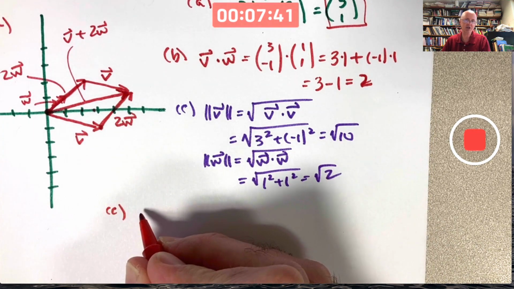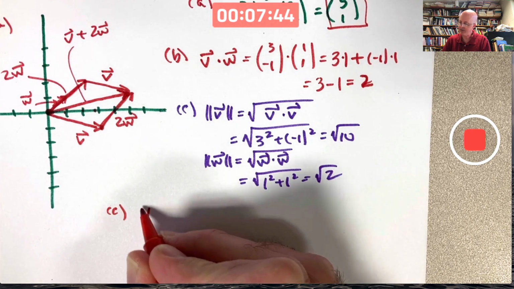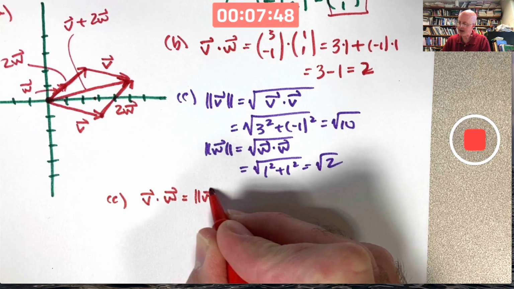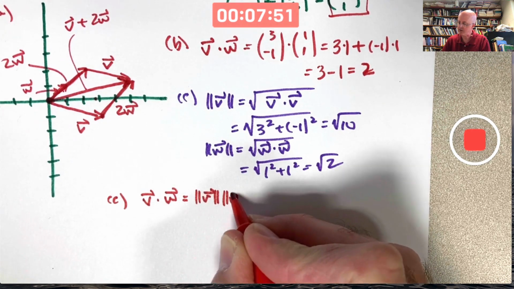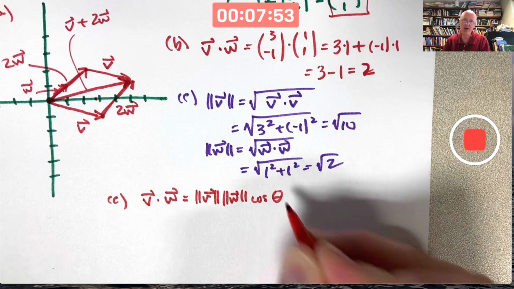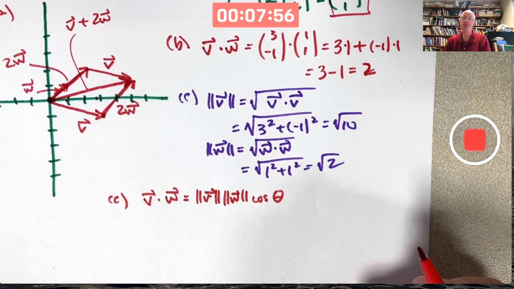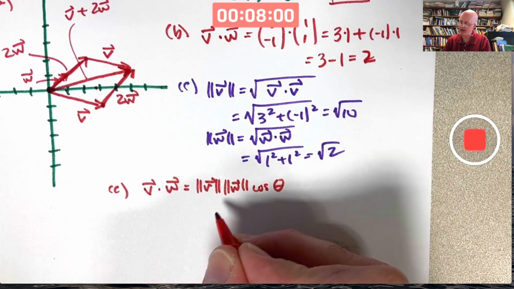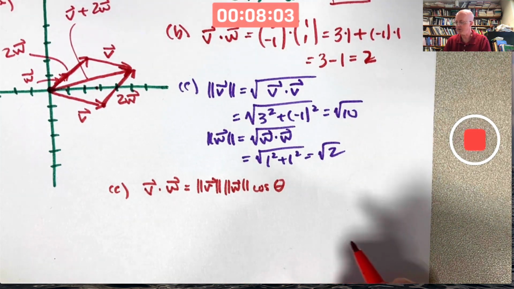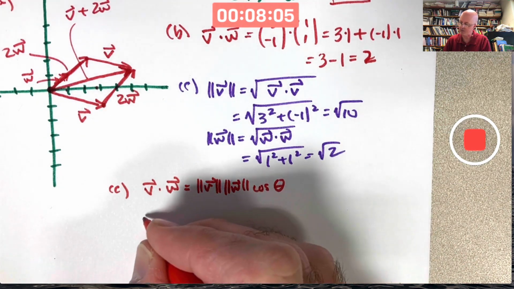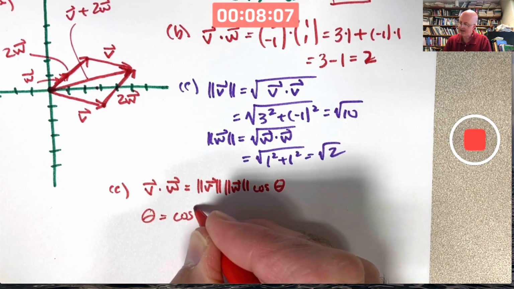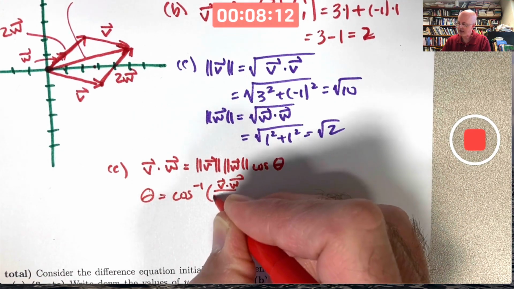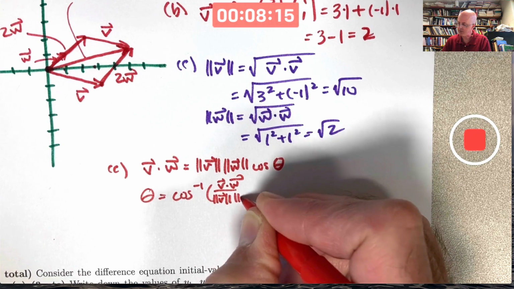It's based on the relationship between dot products and angles given by this equation. V dot w can also be found as the magnitude of v times the magnitude of w times the cosine of an angle between them. And we can take the angle to be between 0 and 180 degrees. You can solve this equation for the angle by dividing both sides by the magnitude of v and the magnitude of w, and then taking the inverse cosine of both sides. Theta is the inverse cosine of v dot w over the magnitude of v times the magnitude of w.